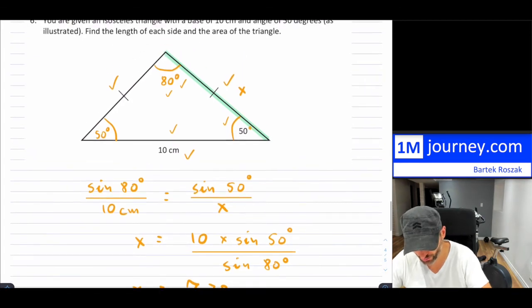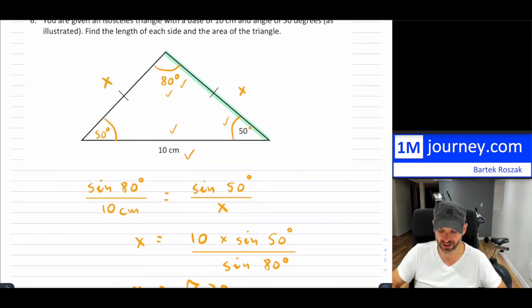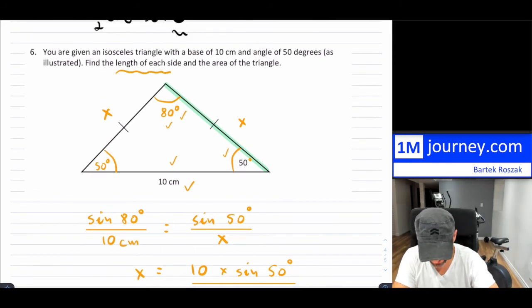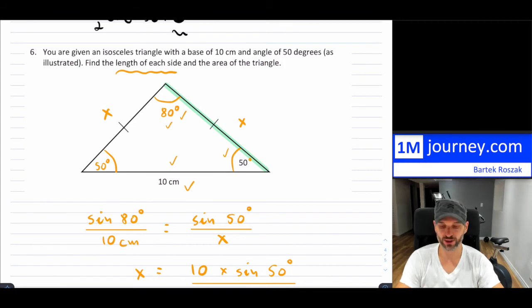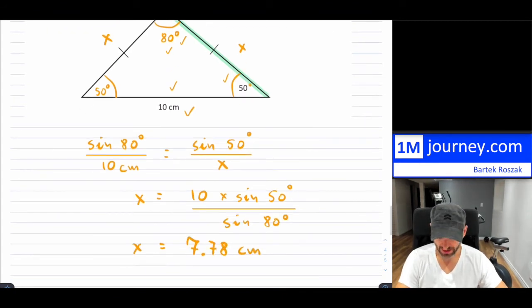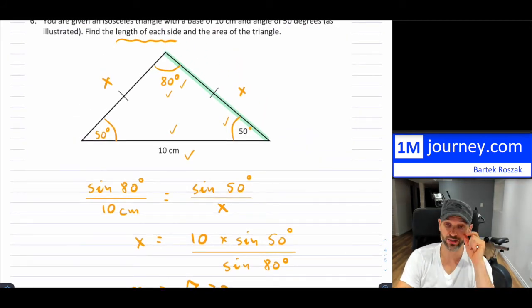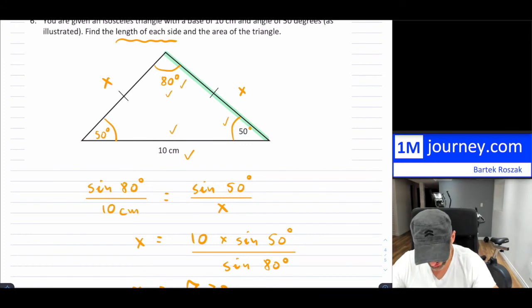And we know that both of these are identical. So this is also x because it's isosceles. So we have found the length of each of the sides: 7.78 centimeters. Now, in order to find the area of this, we have to know what this height is right here.